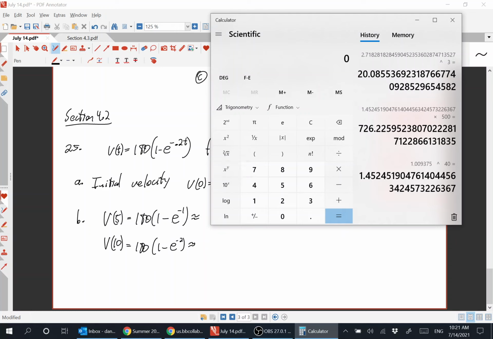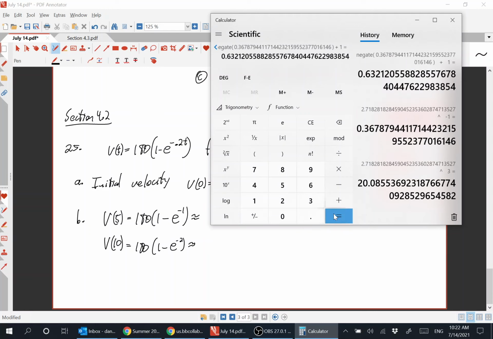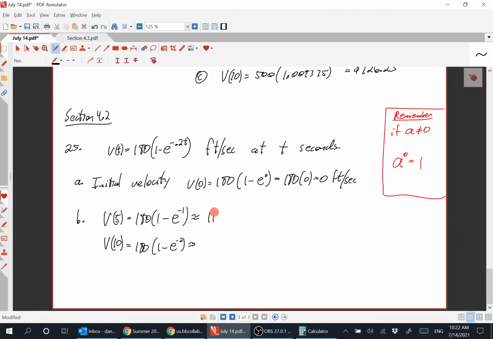All right, so we're calculating this. You have to start with the exponential expression typically. So e to the negative 1. So e to the x, 1, and then negate it like that, is this quantity. Then I want it to be negative, and I'm going to add 1 to it. So negate it plus 1 gives me this number times 180. 113.78 feet per second.